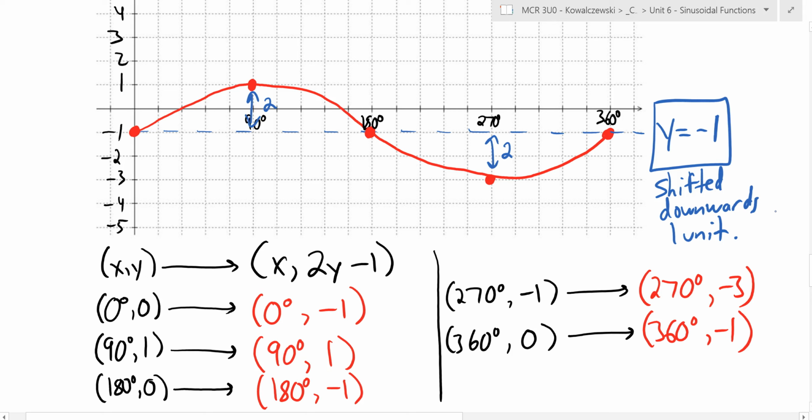All right, so this is the basics for graphing all of our transformations. We'll practice a few more in class.